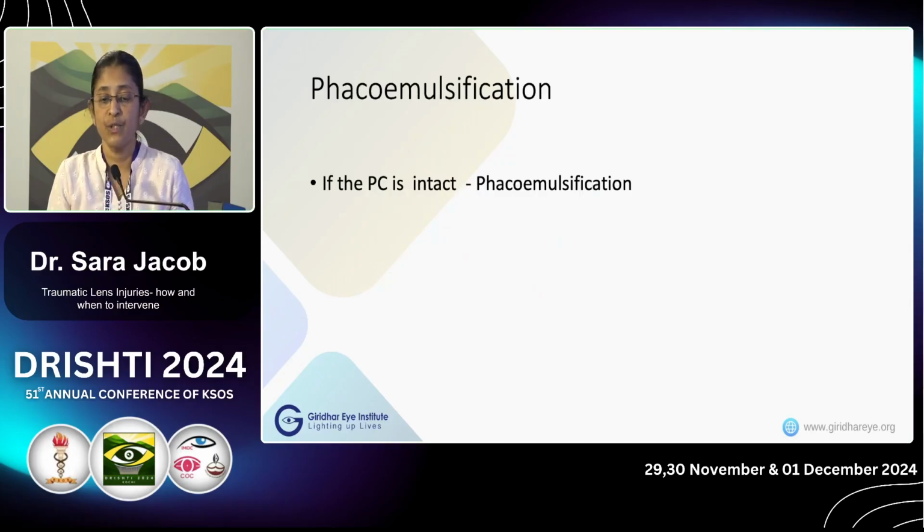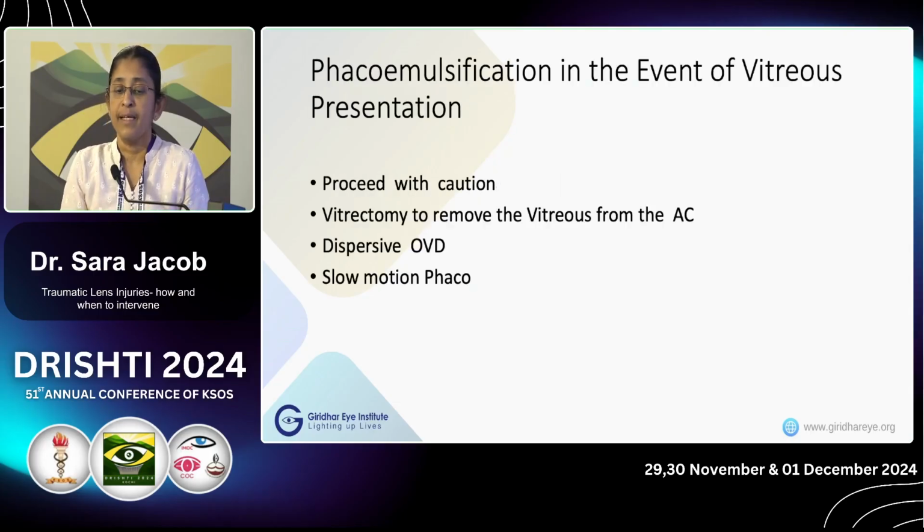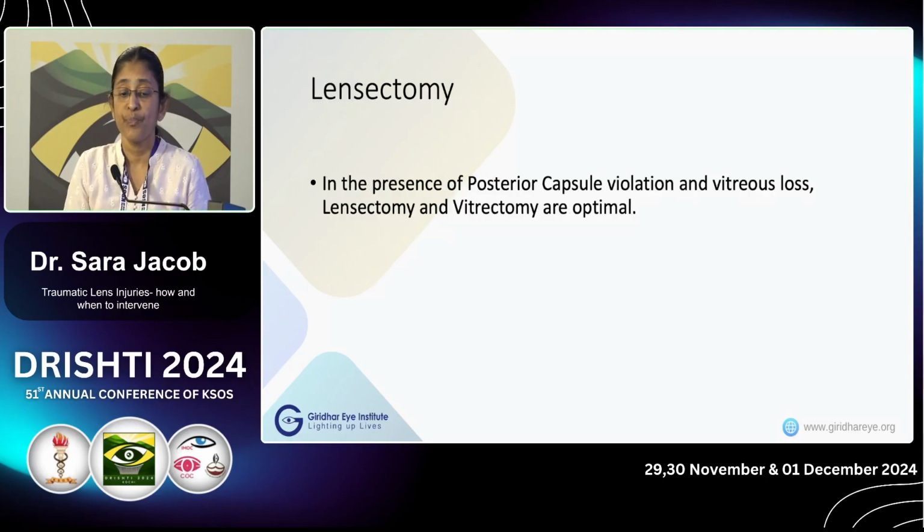Phacoemulsification, SICS or ECCE can be done if the PC is intact. And if phacoemulsification in the event of vitreous presentation, we have to go very cautiously. First, we have to do vitrectomy to remove the vitreous from the AC. We have to use dispersive OVD to plug the area from where vitreous is coming out, and we have to do a slow motion phaco.